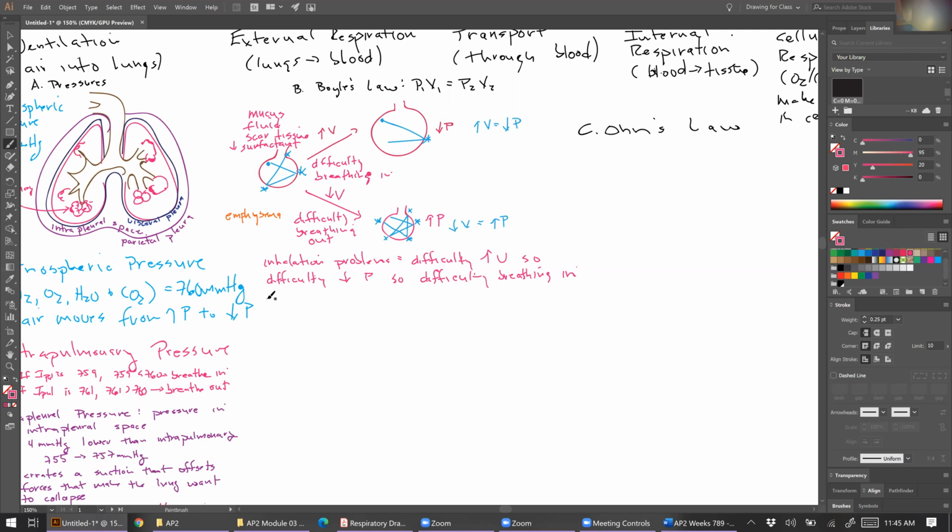Same thing with exhalation. Exhalation problems are going to be difficulty decreasing volume, equals difficulty increasing pressure, so difficulty breathing out. And we're going to talk about that when we get down to pulmonary function tests, how you measure if someone's having difficulty breathing in versus breathing out.